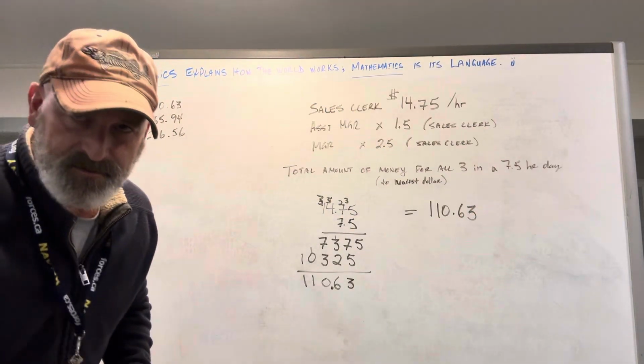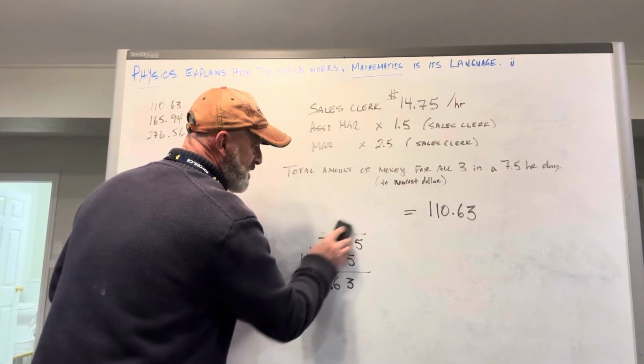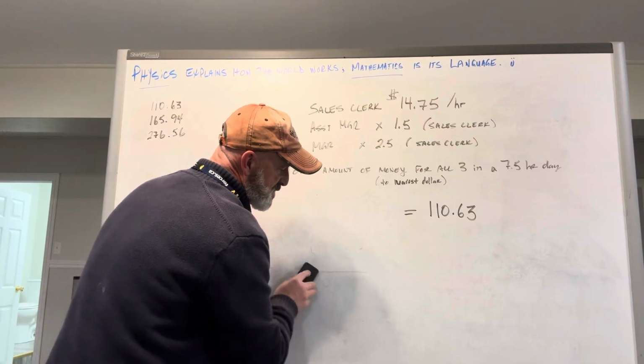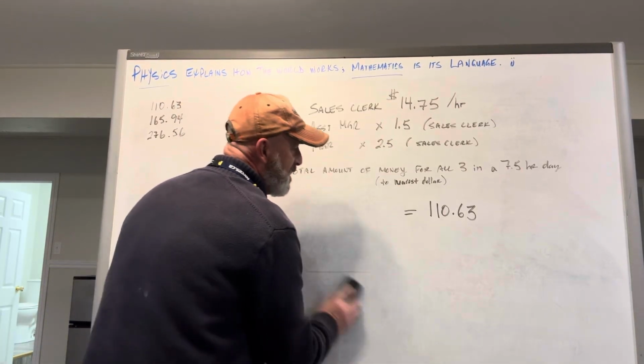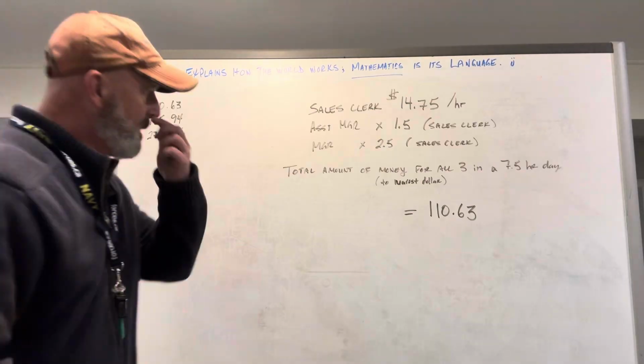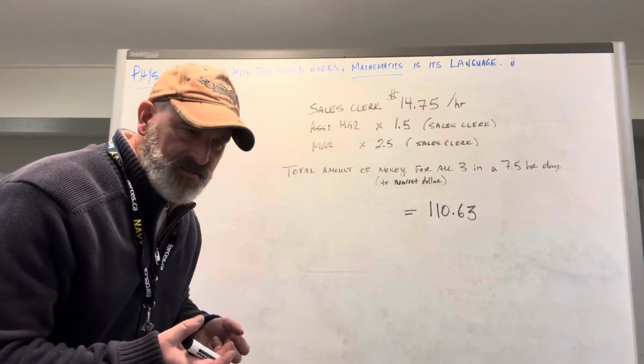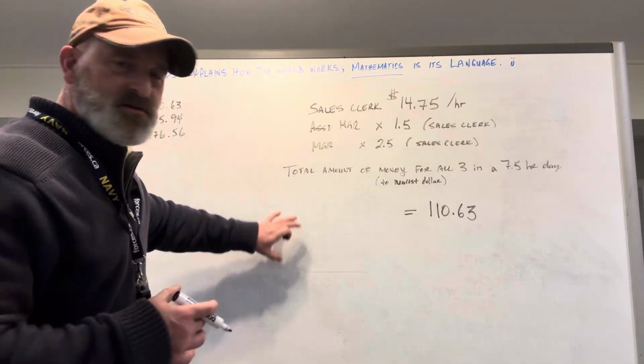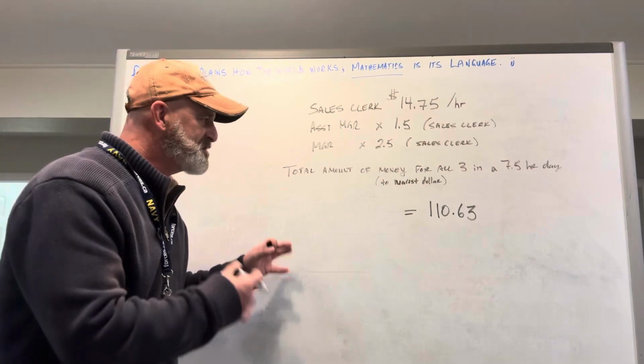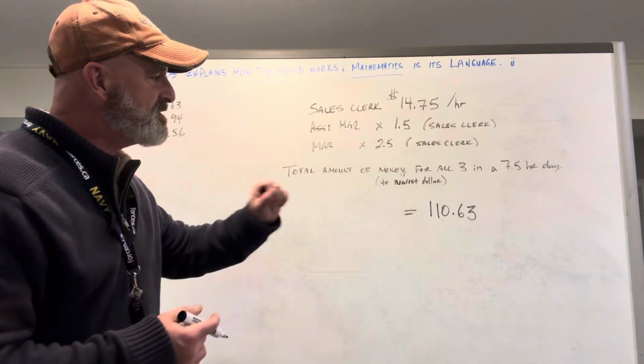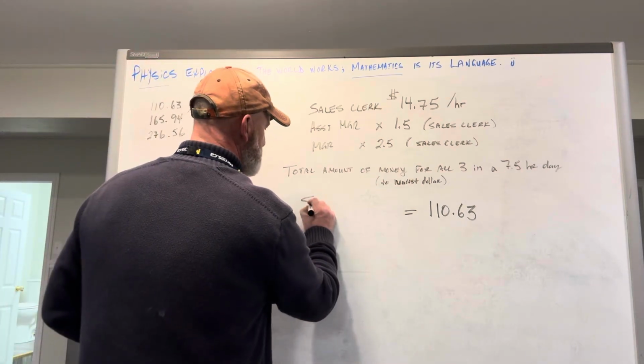Now what do we need? We need 2 more. Now, I'm guessing that you're using your calculator for this one because you were pressed for time, I think. So this would take quite a bit of time to do, and it's easy to make little kinds of mistakes as you go along. But $110.63 from the sales clerk.